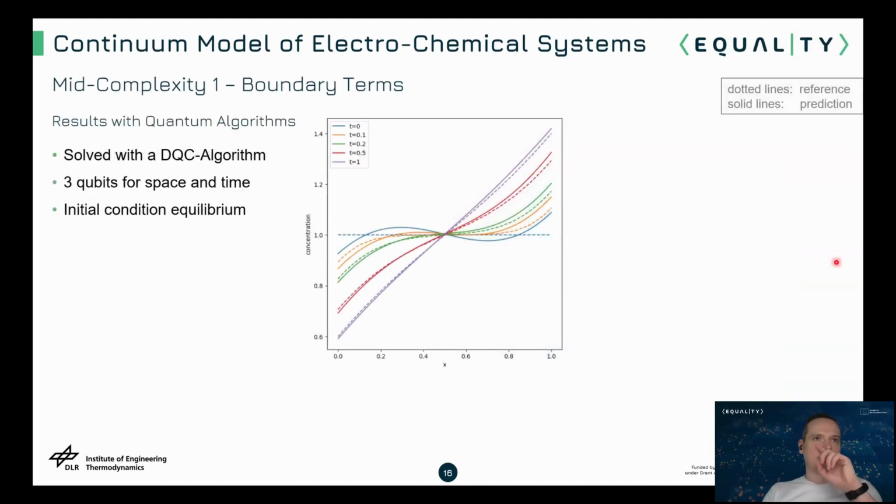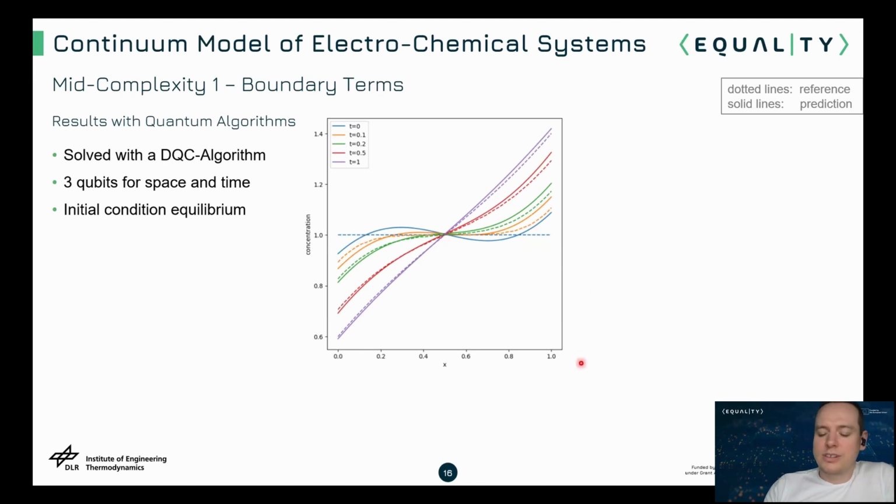So if we look at the results here, it's again with 3 qubits in space and time. And what we do here is we start with basically a cold started battery. So we start in an equilibrium state. This is like taking a cell off the shelf and everything is in equilibrium. And then we apply the boundary conditions. We see that the approximations are quite good. However, the initial state is not matched quite nicely.